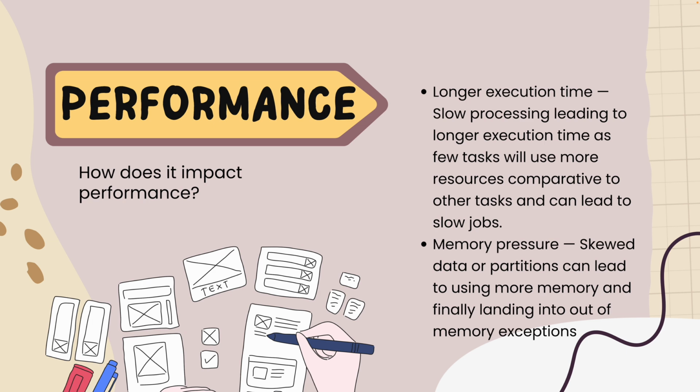The two most important points that explain how it impacts performance are, firstly, a slow or straggler job. The job struggles with effective resource utilization because certain tasks are using more resources, dealing with skewed data and taking longer to process it. Second is memory pressure, because if you are dealing with skewed data, you will use more memory, which can finally result in an out of memory exception. So these are the two common issues that occur with data skewness.